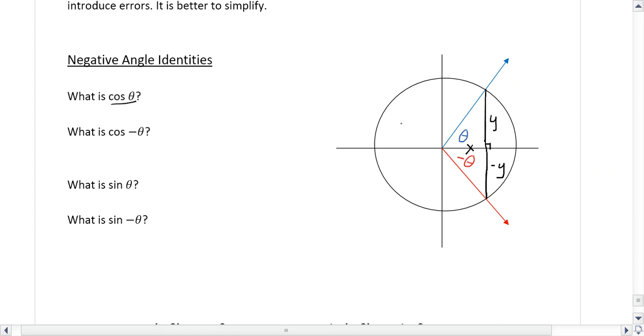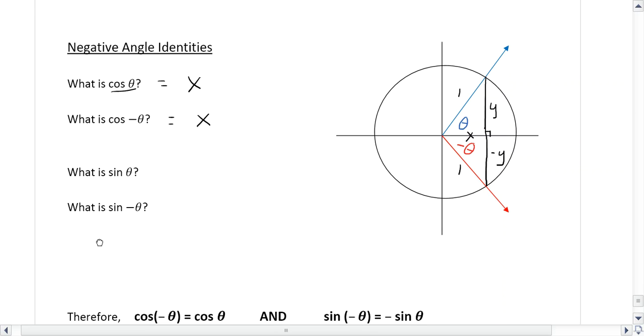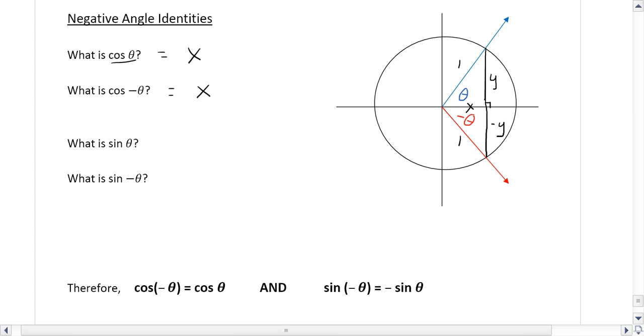So the cosine of positive theta would be adjacent over hypotenuse, so x over 1. So this is just x. And the cosine of negative theta, coming down here, is adjacent over hypotenuse, x over 1, which is just x. So using our diagram here, we just proved this first identity. We just proved that the cosine of negative theta is the same as the cosine of theta. And the way I remember that is in cosine, the negative sign doesn't matter.